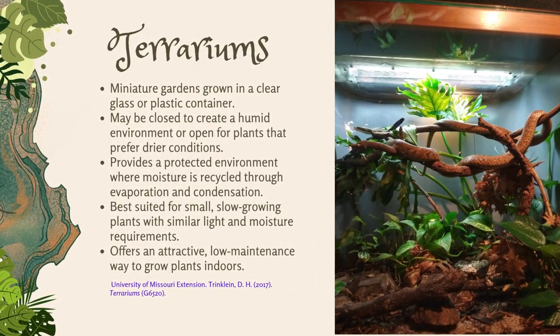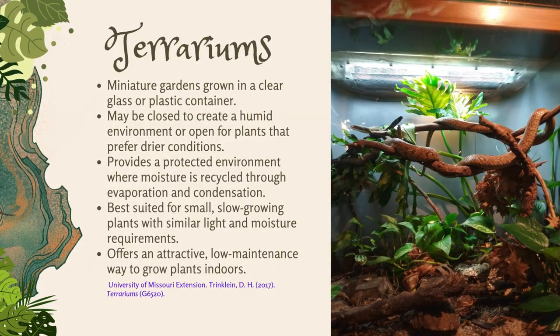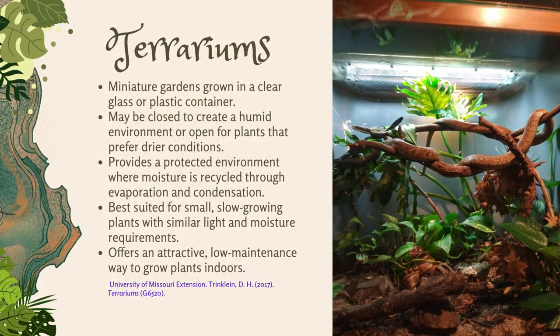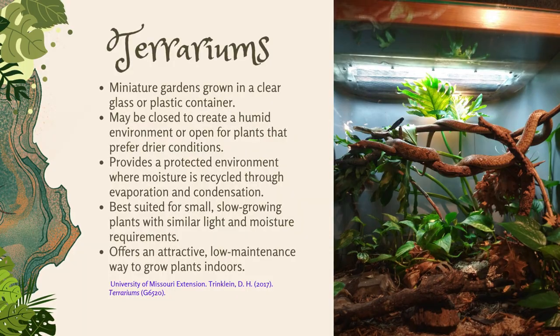Let's move on to our final type of container garden, the terrarium. A terrarium is a miniature garden grown inside a clear glass or plastic container. It can be either open or closed depending on the type of plants being grown. One of the most interesting features of a closed terrarium is its ability to recycle moisture. Some terrariums barely need any water at all.